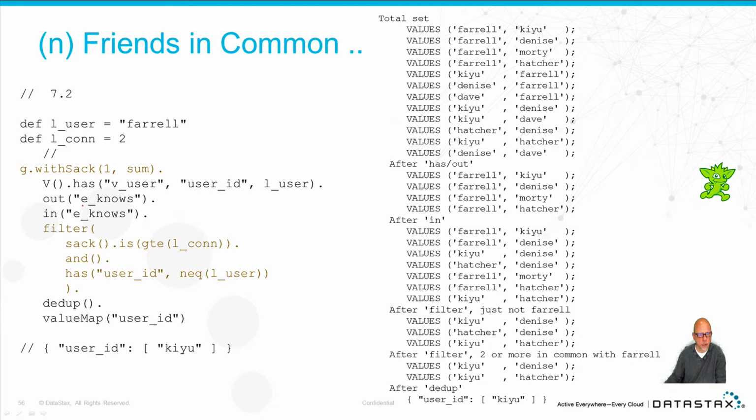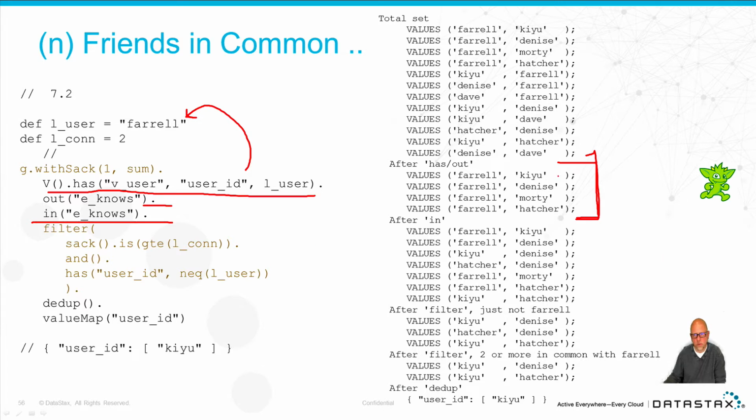So let's pick this apart. I have my mouse and I have my pointer and scope. So start on just user with the user Farrell. We've seen that umpteen dozen times. Start with just Farrell. We go out on E knows. Here's E knows. Farrell knows 4 people. So this is a result of the as. The in we have done before. So this is going to add the people that these 4 people know. I know these 4 people. Who do these 4 people know? Morty doesn't know anybody. Sorry, Morty.